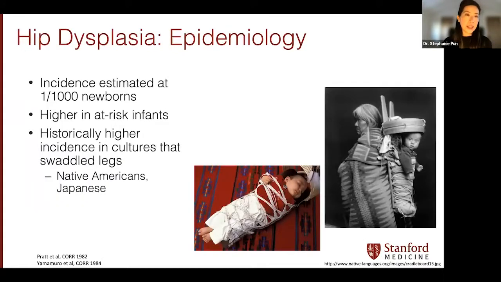The estimated incidence of hip dysplasia is about 1 in 1,000 newborns, but hip laxity in itself may be a little bit more common than that. It seems to be higher in at-risk infants, and we'll go over those risk factors very soon. It was historically higher in incidence in cultures that swaddled the legs tightly and straight together, such as in certain populations of Native Americans and Japanese.